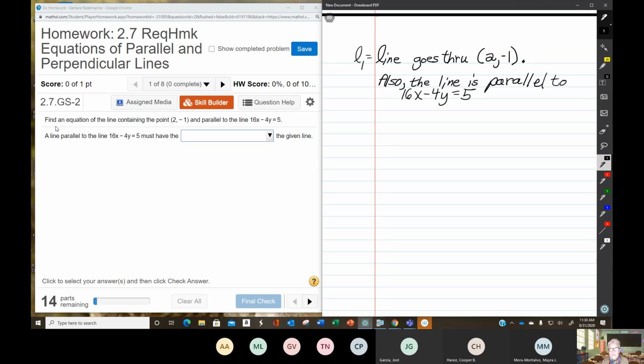Now, the first thing I need for L1, I need to find its slope. And I can't use 2 points to find its slope because I have absolutely no idea what another point on L1 is. But I do know it has the same slope as this line. So all I have to do is find the slope of this line, and I'll have it because L1, if it's parallel to this line, has exactly the same slope. So here we go.